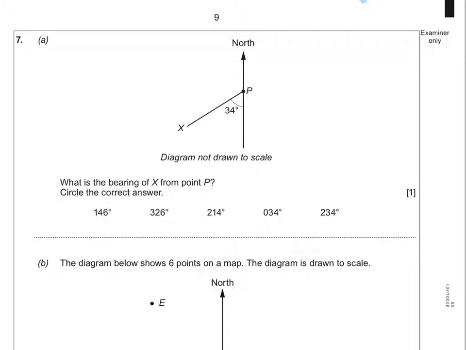So we're relying on our understanding that we know that a straight line is going to be 180 degrees. So if we turned 180 degrees and another 34 degrees in total, we would have turned 214 degrees.